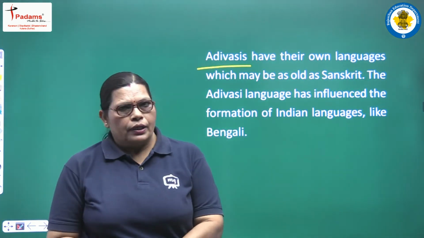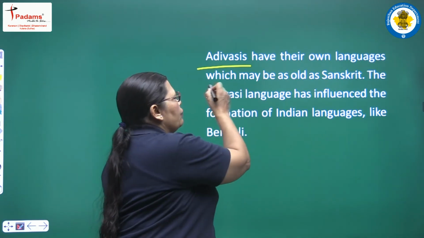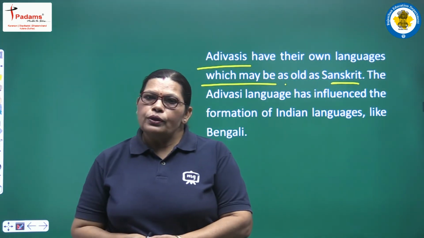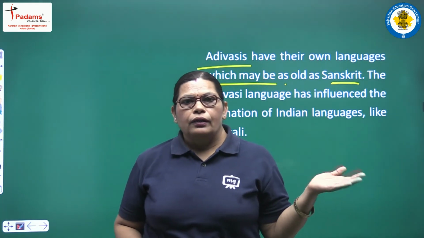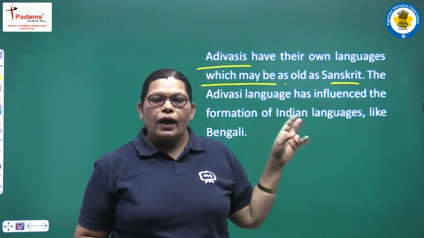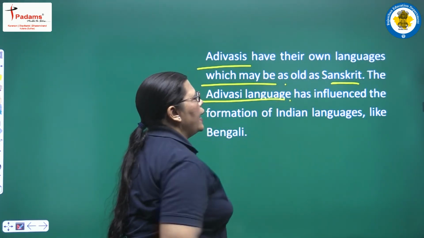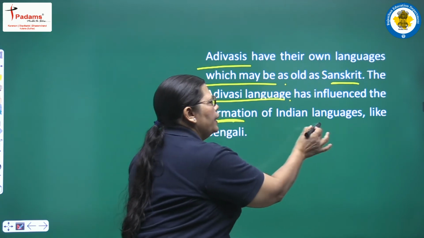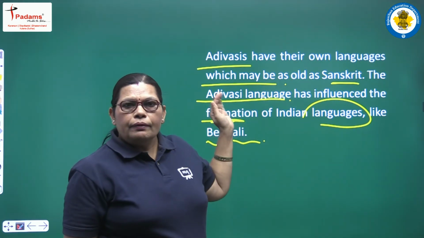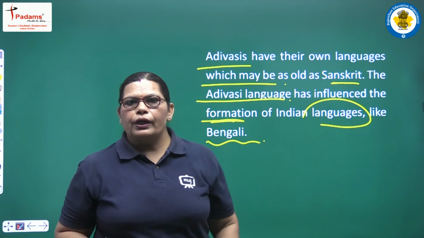Adivasis have their own languages. They are not speaking in English, they are not speaking in Hindi also, because they had their own knowledge, own language, which may be as old as Sanskrit. Imagine how old Sanskrit is, students? छठी शताब्दी की हम बात करते हैं तो हम क्या देखते हैं, संस्कृत उस टाइम बहुत ज़्यादा प्रचलन में थी. So same is the language of Adivasi peoples, that is also as old as Sanskrit. The Adivasi language has influenced the formation of Indian languages like Bengali. See, it has influenced the formation of the Bengali language. Okay, so this is important here to be noticed.